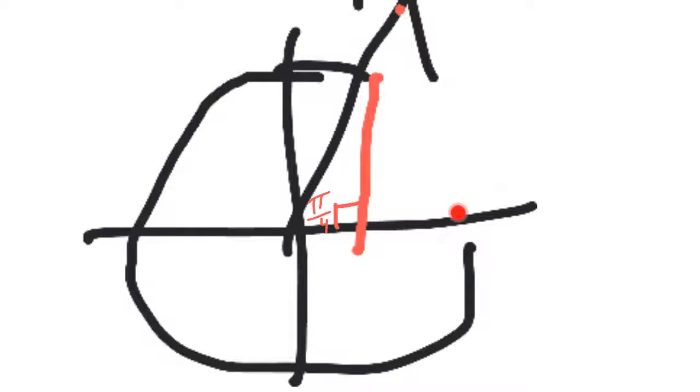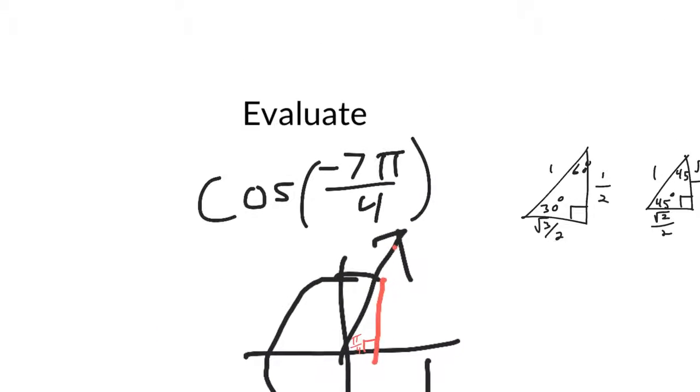So if this is pi over 4 in measurement, then this also must be pi over 4. The reason for that is because this whole side is supposed to be pi over 2, a fourth of the way around our circle. So pi over 4 plus pi over 4 makes 2 pi over 4, or pi over 2 in other words. And if you're having trouble seeing what's going on there with pi, you could just convert this to degrees.